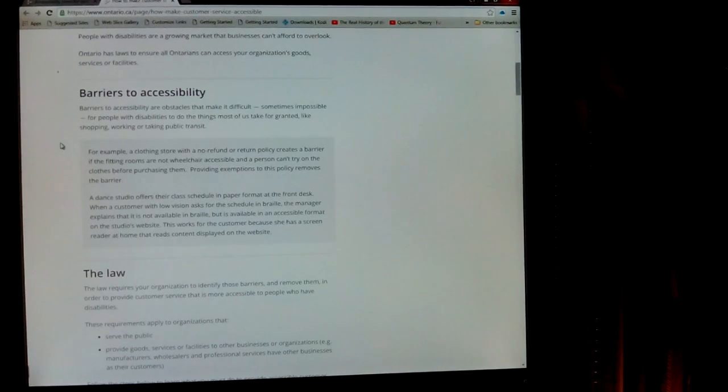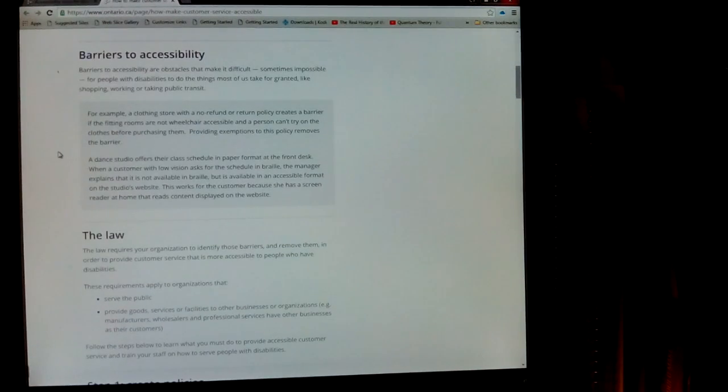Barriers to accessibility. Barriers to accessibility are obstacles that make it difficult, sometimes impossible, for people with disabilities to do the things most of us take for granted, like shopping, working, or taking public transit. You see, they limit it to everything except for legal, or what the law is required to provide. For example, a clothing store with a no refund or return policy creates a barrier if the fitting rooms are not wheelchair accessible and a person can't try on the clothes before purchasing them. Providing exemptions to this policy removes the barrier.